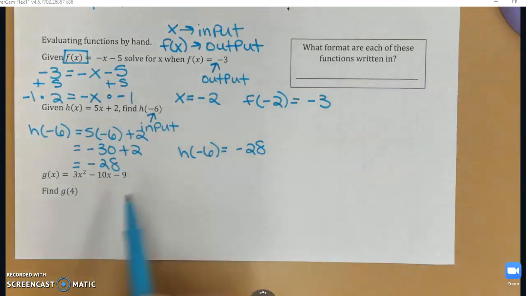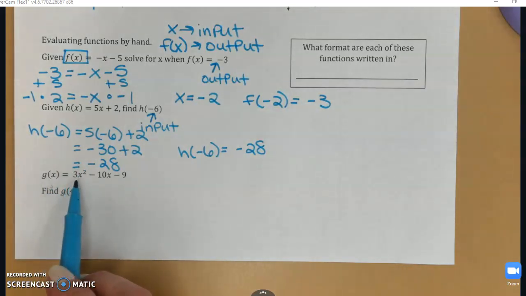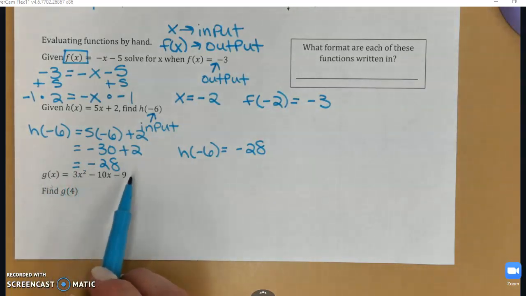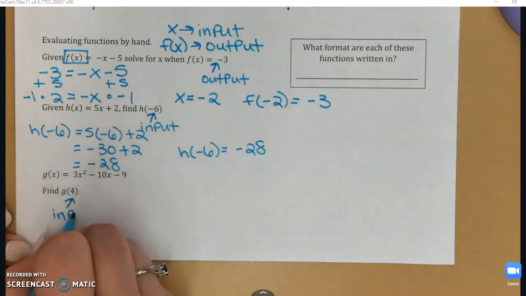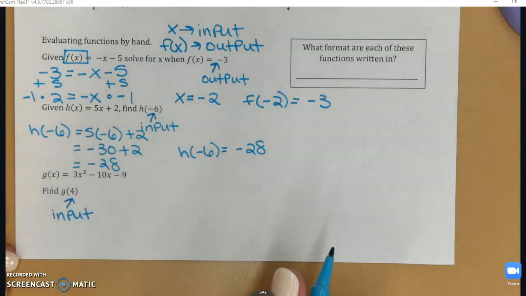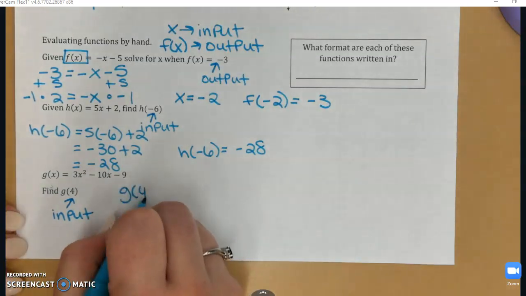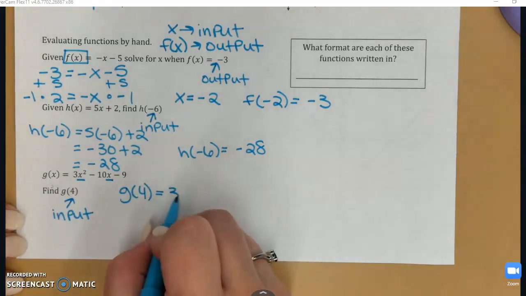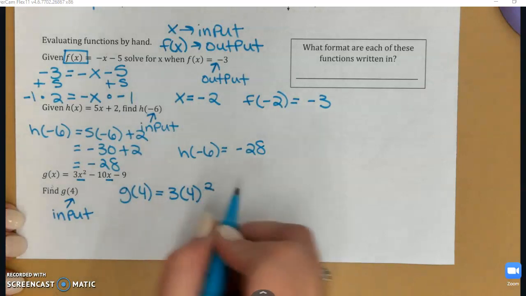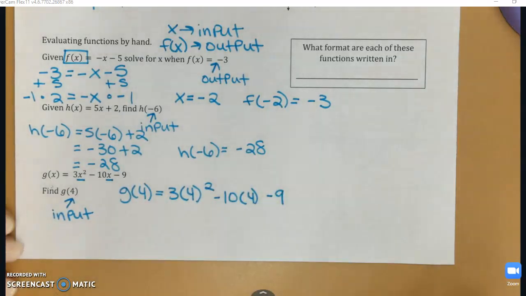All right, and then last one on this front side, I've got yet another function, g of x equals 3x squared minus 10x minus 9. Find g of 4. Again, I'm given the input, and we're looking for the output. So everywhere I have an x, I need to put 4. And that's going to happen in two places here, because I've got two x's in my function. So 3 times 4 squared minus 10 times 4 minus 9.